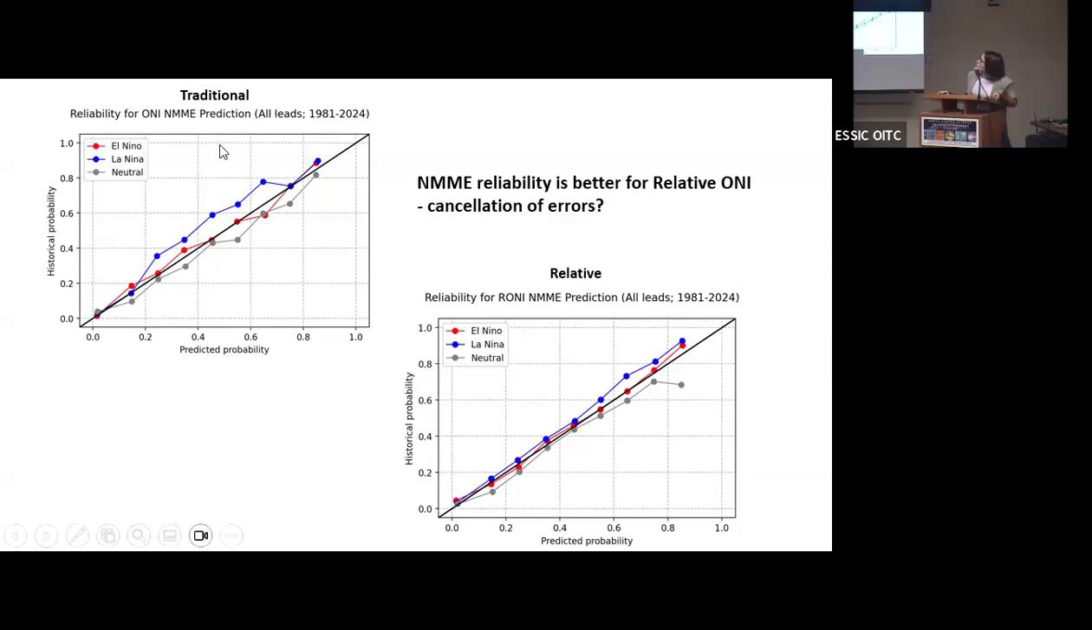And quite honestly, this is pretty good reliability. Just in the traditional, we look at that and we go, not bad. Relative is even better, which really kind of surprised me. I showed this to my colleague, Mike Tippett, who is a real master of verification.